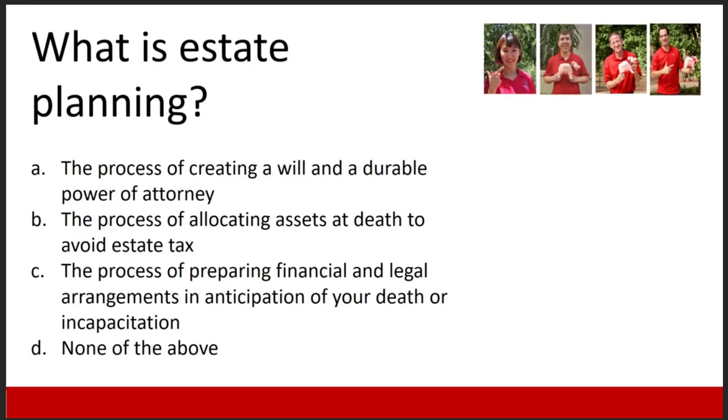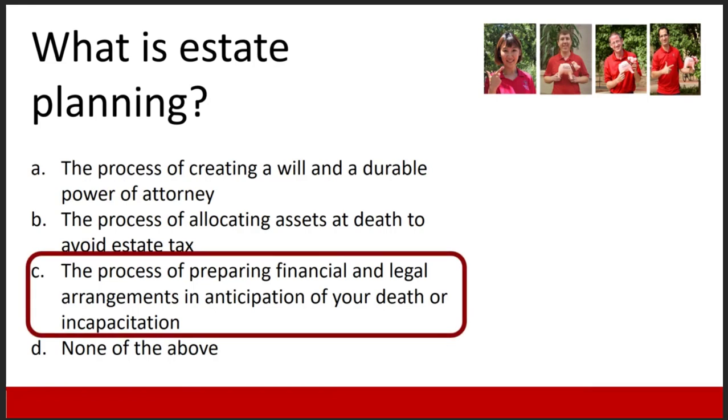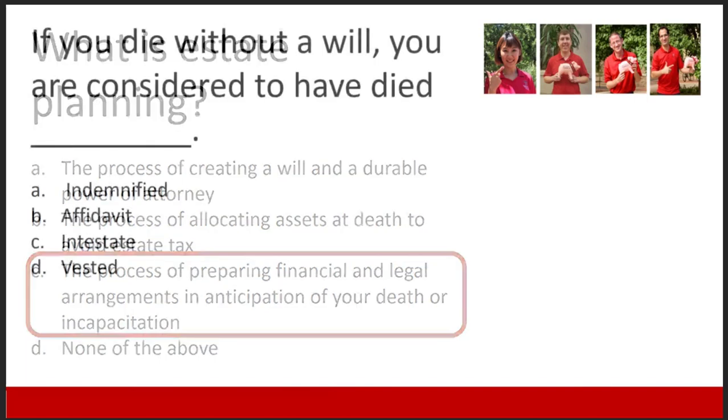What is estate planning? A, the process of creating a will and the durable power of attorney. B, the process of allocating assets and debt to avoid estate taxes. C, the process of preparing financial and legal arrangements in anticipation of your death and incapacitation. C is right. So why is A wrong? Exactly. A is just part of the answer, not the whole answer. And B, again, is not just about the taxes. So C is the complete answer.